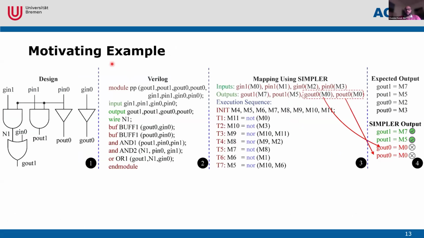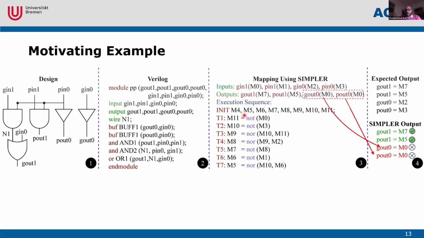I will take you through one motivating example. This is a design, a subset of a parallel prefix adder, and its Verilog implementation is shown here. After that, this is the mapping that the Simpler tool gives. As you can see, you have NOT operations and NOR operations. NOT operations require one input memristor and one output memristor, whereas NOR operations require two input memristors and one output memristor. It also gives you the time instances at which the operations need to be done.